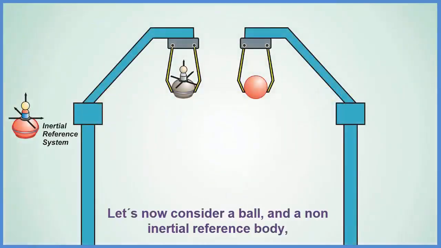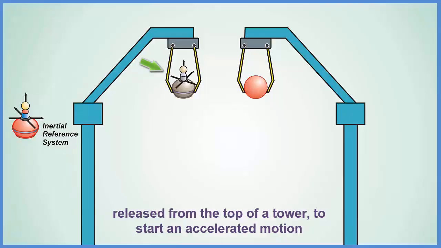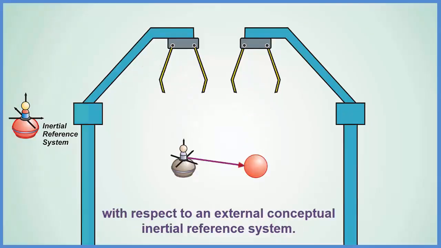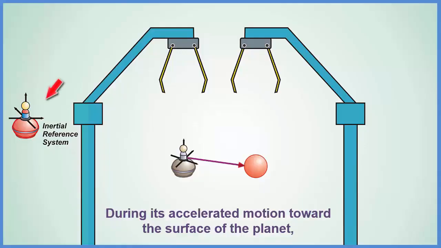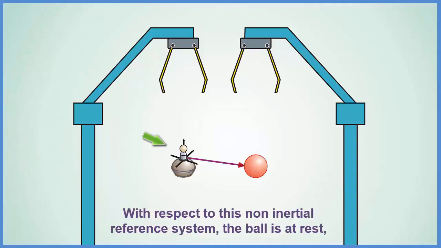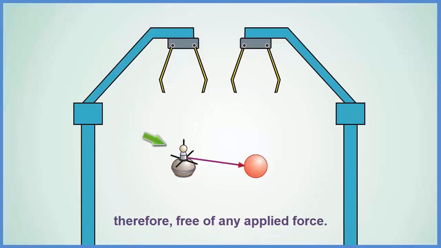Let's now consider a ball and a non-inertial reference body released from the top of a tower to start an accelerated motion with respect to an external conceptual inertial reference system. During its accelerated motion toward the surface of the planet, the ball is at rest with respect to the accelerating non-inertial reference. With respect to this non-inertial reference system, the ball is at rest, therefore free of any applied force.